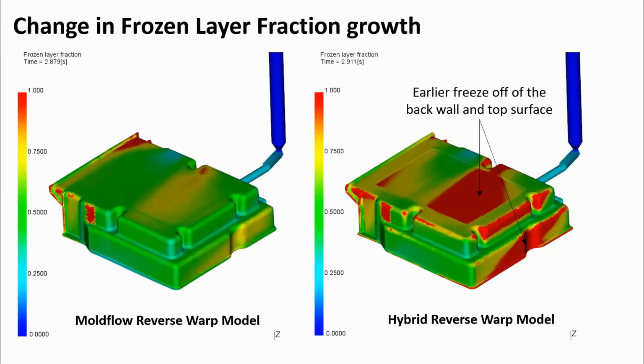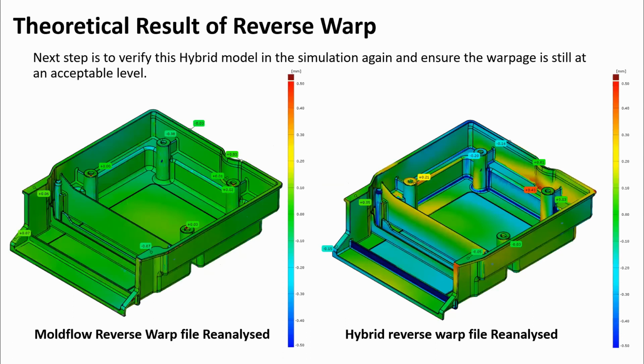That's a challenge there as well, and some change in our frozen layer fraction. So basically, we have to thin out certain areas because of these undercuts and get the wall section in line of draw, but it caused the part to freeze off slightly earlier on our hybrid model. So if we look at what would have happened if we could have used the reverse warp file directly from the software and reanalyzed it, we'd have been very good. You're talking maybe plus or minus 0.2 of a mil off nominal was predicted. But then when we used this hybrid model and reanalyzed it, we got some anomalies where obviously we had changed things in the file. We're going to get a different warpage result.